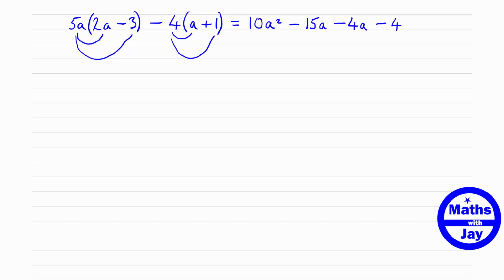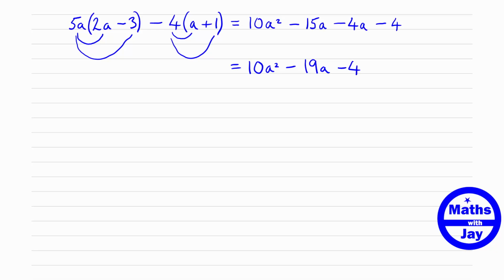And all we can do to simplify is to combine those 2 terms in the middle, because the 10a squared can't be combined with anything, and neither can the minus 4. So we have got 10a squared, and then we're subtracting 15a and we're subtracting 4a. So altogether we're subtracting 19a, and the minus 4 stays exactly the same.